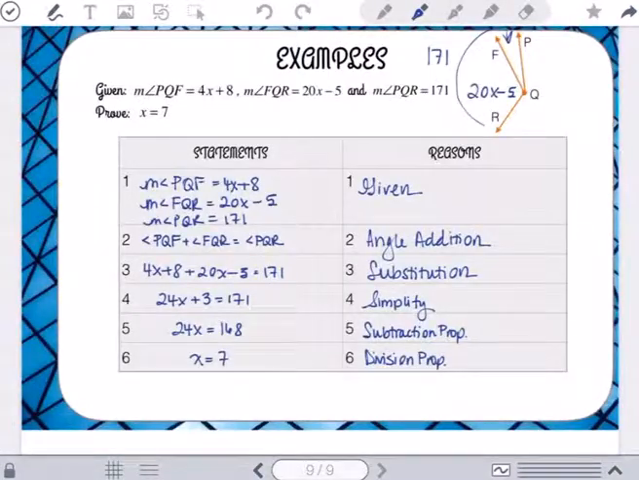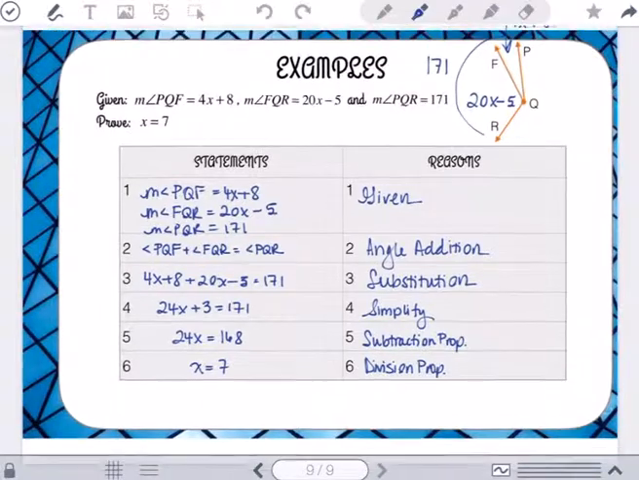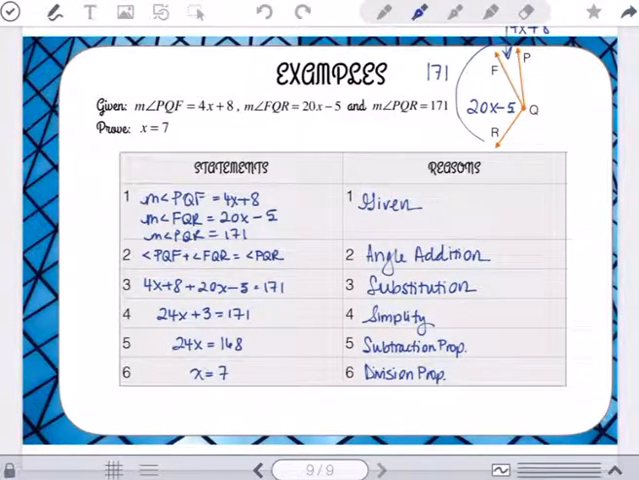So those again were angle addition, substitution, and once you put all those values in for substitution, you get 24x plus 3 equals 171 once you simplify. Subtract 3, so subtraction property, and divide by 24 to get x equals 7. You'll notice on Edmodo there is a practice for you guys to work on that gives you more opportunities to have this, but it's pretty straightforward once you know what the given, angle addition or segment addition, and substitution property are.